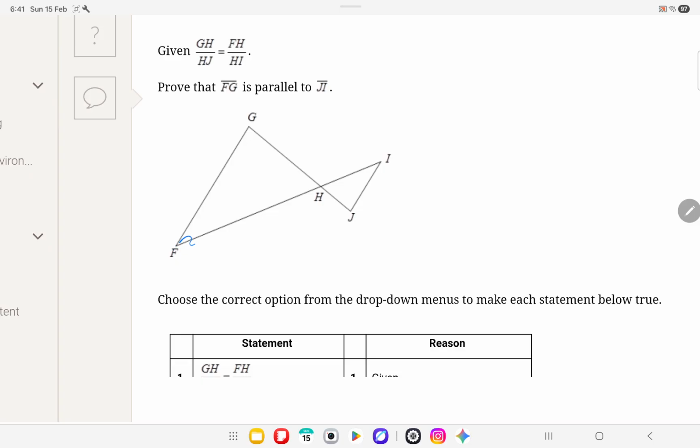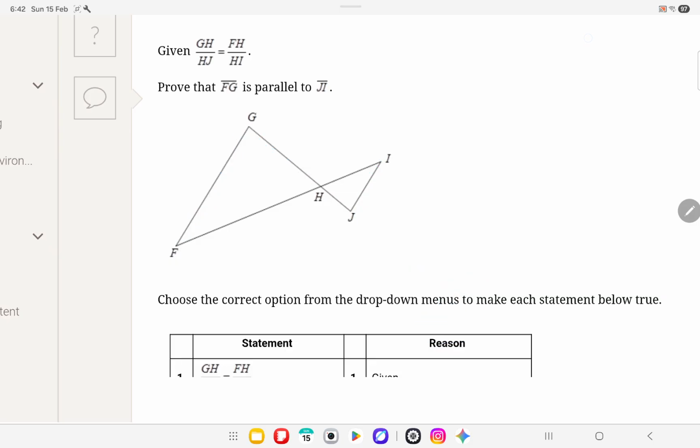FG is parallel to JI. So we draw the transversal. FG, JI. Now we draw the transversal, which is here, and the lines are not straight. Okay. So what angles does a transversal form? This angle and this angle. So it's basically a Z shape, right?